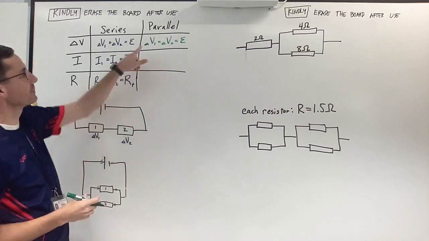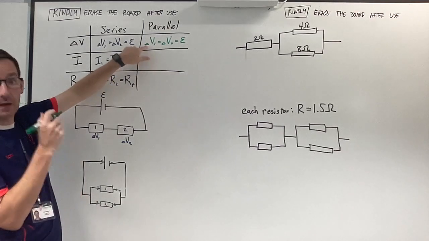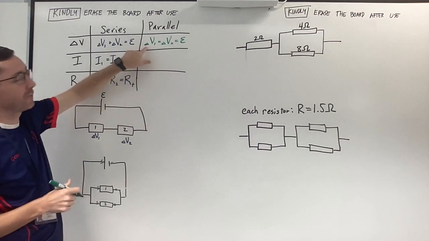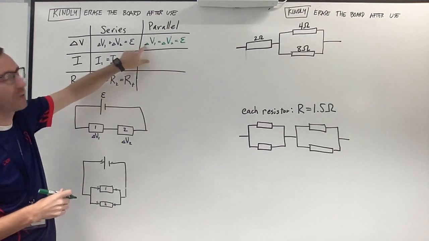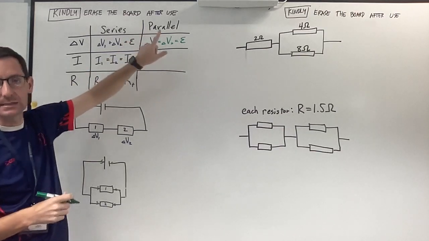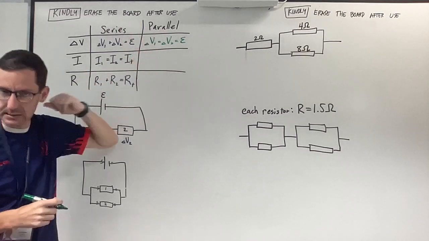All right? Now, I'm putting the little delta there. That's a habit of mine. For IB, we don't always have to do that. Sometimes we just put the V to say V is the potential difference across this resistor.